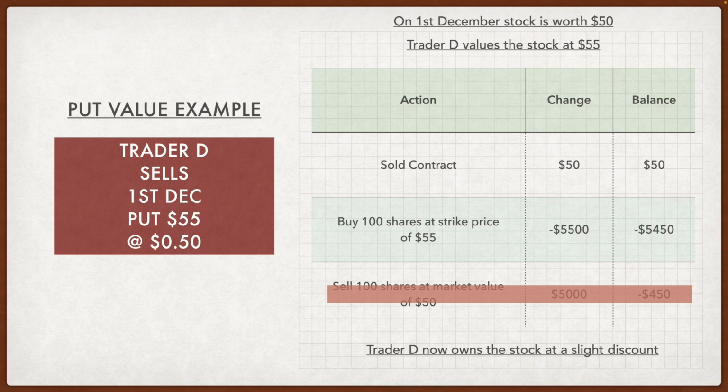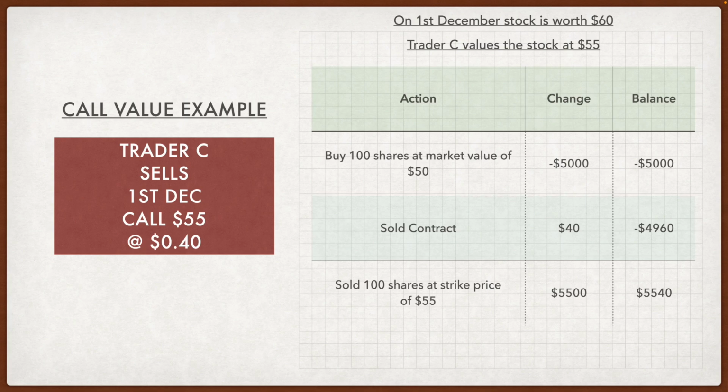So let's look at the trader D put seller example again, and imagine that trader D really wanted to buy this stock at $55. Now, when they sold that contract, they made $50, and they bought 100 shares of that particular stock at $55. It's important to note that they probably would have purchased it at $55 anyway, so they haven't actually lost anything, and they made $50 in the process. So they got their stock at a slight discount.